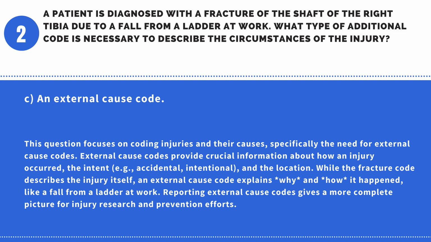This question focuses on coding injuries and their causes, specifically the need for external cause codes. External cause codes provide crucial information about how an injury occurred, the intent, e.g., accidental, intentional, and the location. While the fracture code describes the injury itself, an external cause code explains why and how it happened, like a fall from a ladder at work. Reporting external cause codes gives a more complete picture for injury research and prevention efforts.